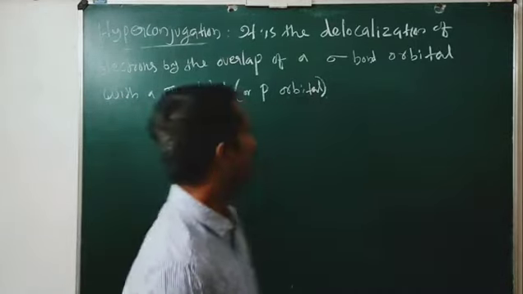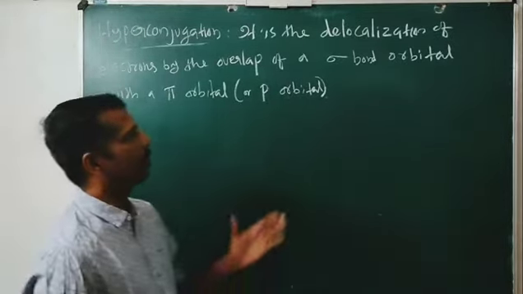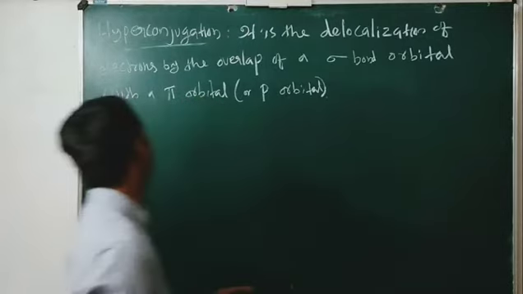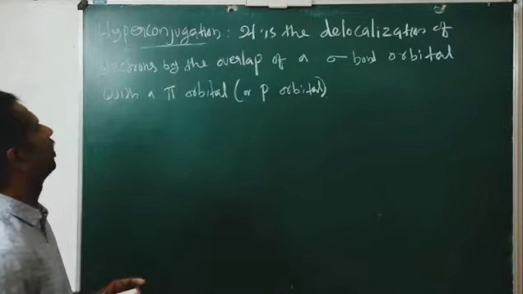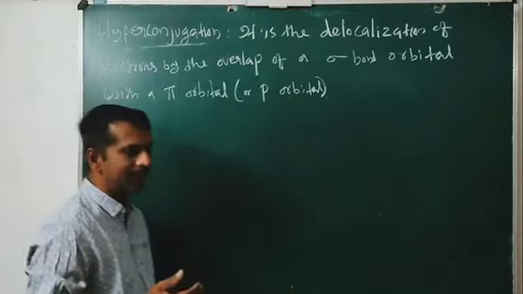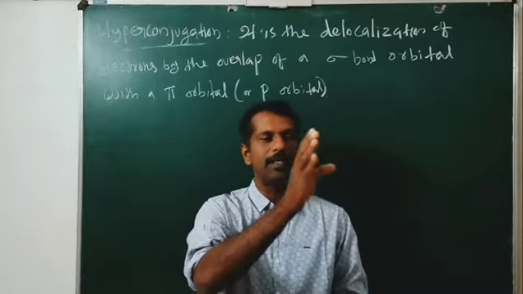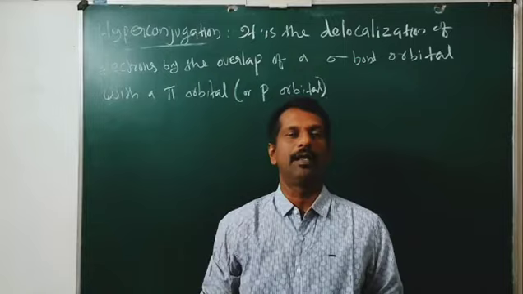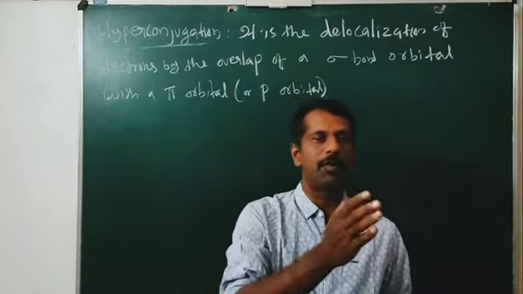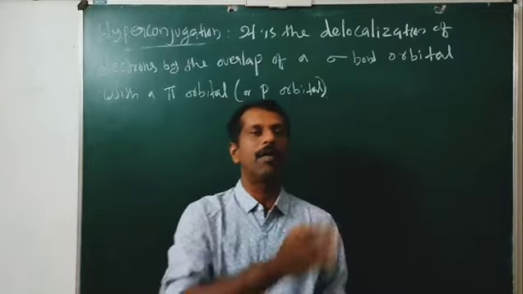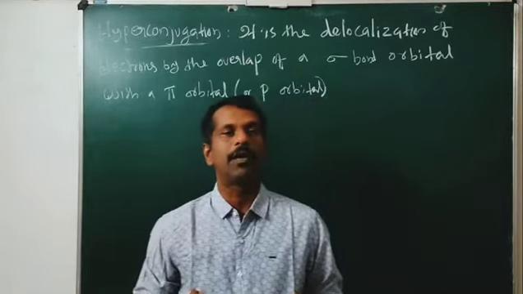What is hyperconjugation? It is the delocalization of electrons by the overlap of a sigma bond orbital with a pi orbital, or a p orbital. That is what is called hyperconjugation. It is the delocalization of sigma electrons with a pi orbital, or the delocalization of a sigma bond with a pi bond, or a sigma orbital with a pi orbital or a p orbital. That is what is called hyperconjugation.